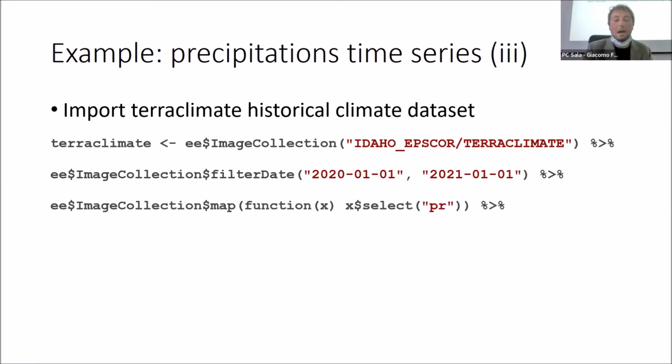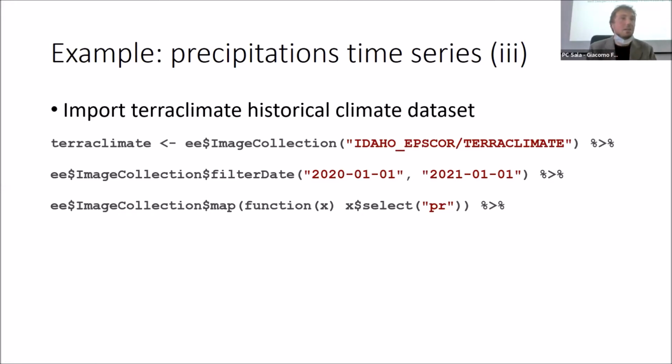And then I also have to select a specific band, so a specific variable that I'm interested in. As I was saying, these image collections can contain multiple bands, multiple types of information, these data sets. So here we're interested in the precipitations. So I'm writing, select PR. And where do I understand that PR stands for precipitations?